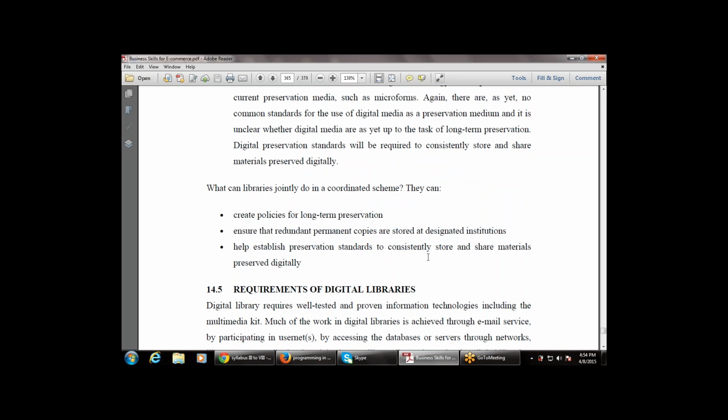Whenever the libraries are properly coordinated, that also helps to establish the preservation standard. It is easy to preserve the data and the standard, to consistently store and share the material, and to preserve the data digitally.